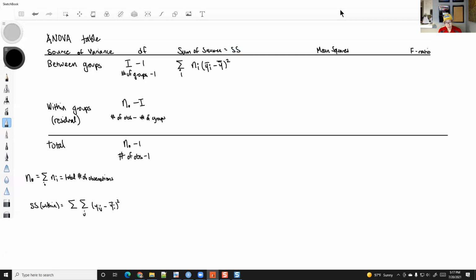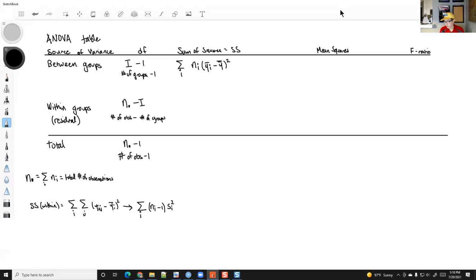And we're going to square that. We're going to do it for all the individuals within a group, and we're going to add it up for all groups, right? This we can actually simplify into this quantity, n sub i minus 1 times s sub i squared, okay?